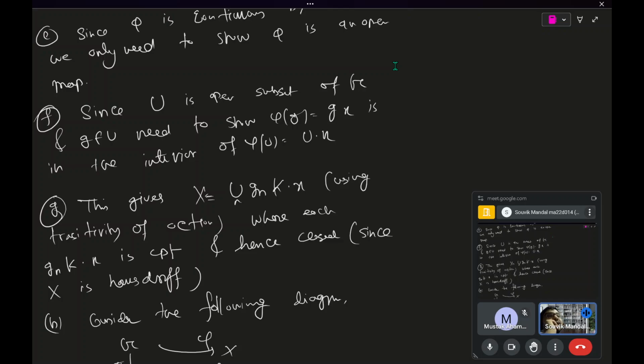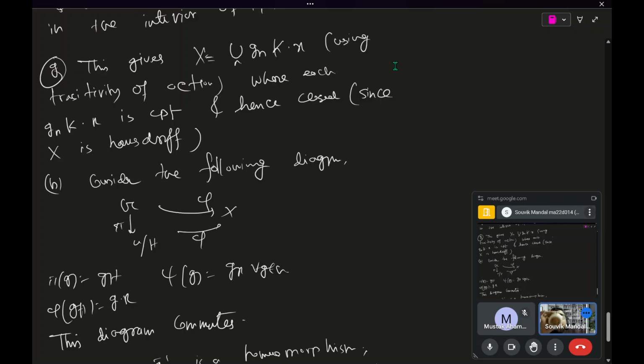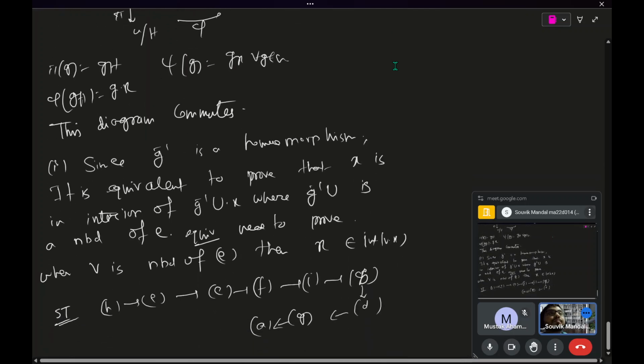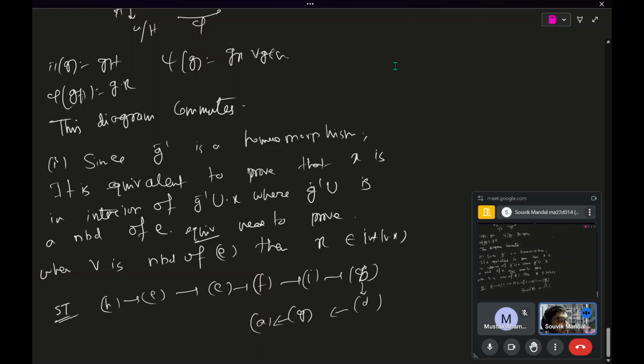Now consider the following diagram: G to X and G to G/G_x. Now phi of g is equal to gx. Since g inverse is a homeomorphism, it is natural to prove that x is an interior point of g inverse of X. But g inverse of X is a neighborhood of x. You need to prove that V is a neighborhood of x, so that x belongs to the interior of V·x. So that is the argument.